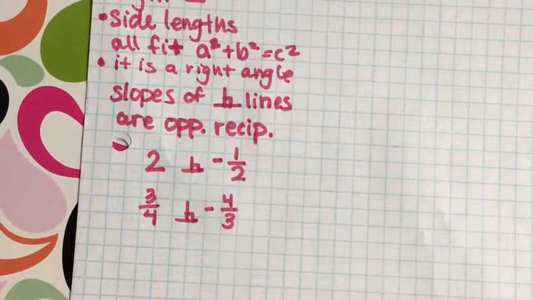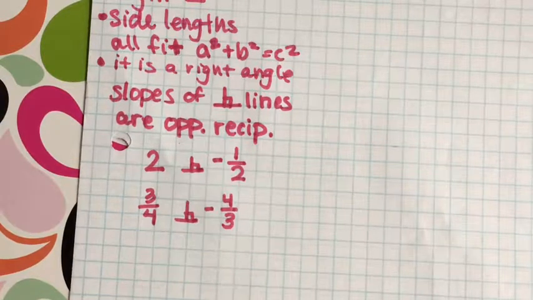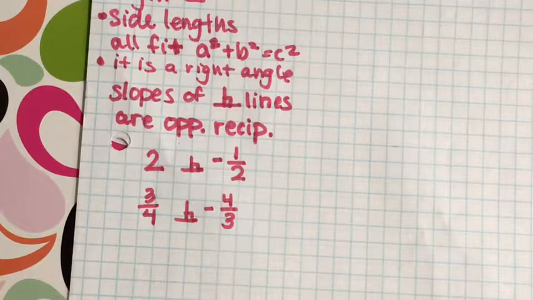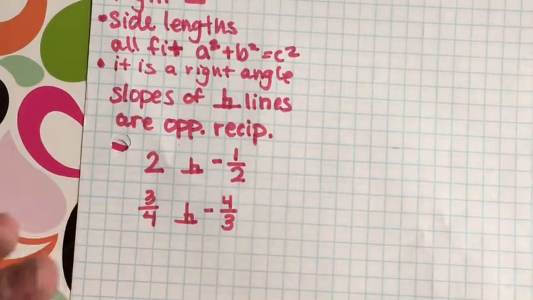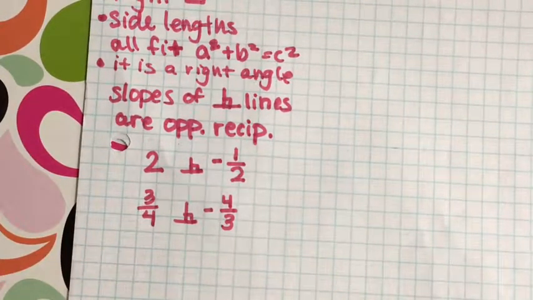Do you want me to give another example of a slope and you can do the opposite reciprocal, or do you feel like you understand opposite reciprocals? 5, you've got it. Okay, good. All right. So you have a right triangle.